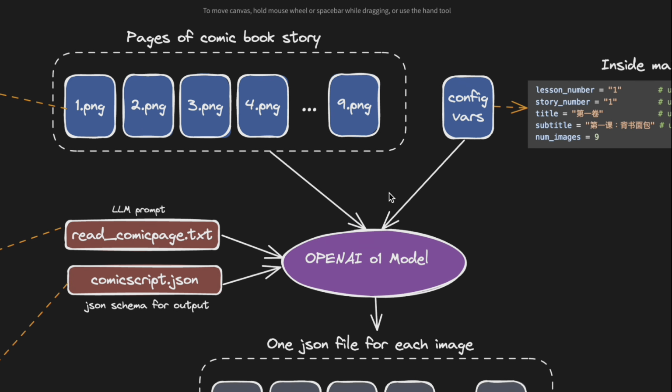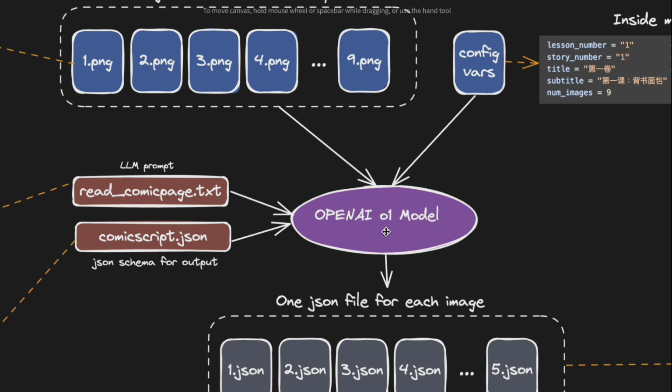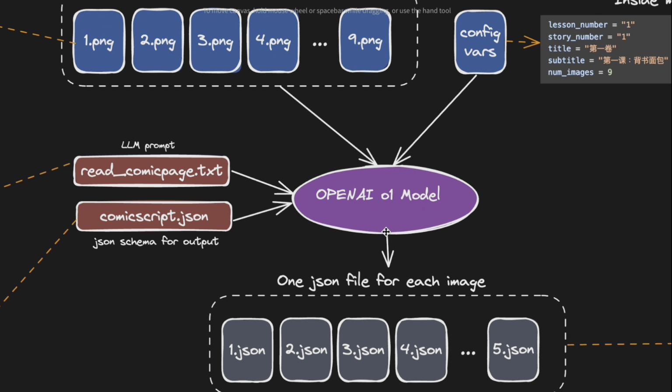Okay, so all that stuff gets put into a large language model. And in this particular case, I decided to use the OpenAI API O1 model. This is one of their most powerful reasoning models. I would have liked to use the O3 mini model that just came out, which is way cheaper, but apparently it currently does not support images. So that's why I had to use this one.